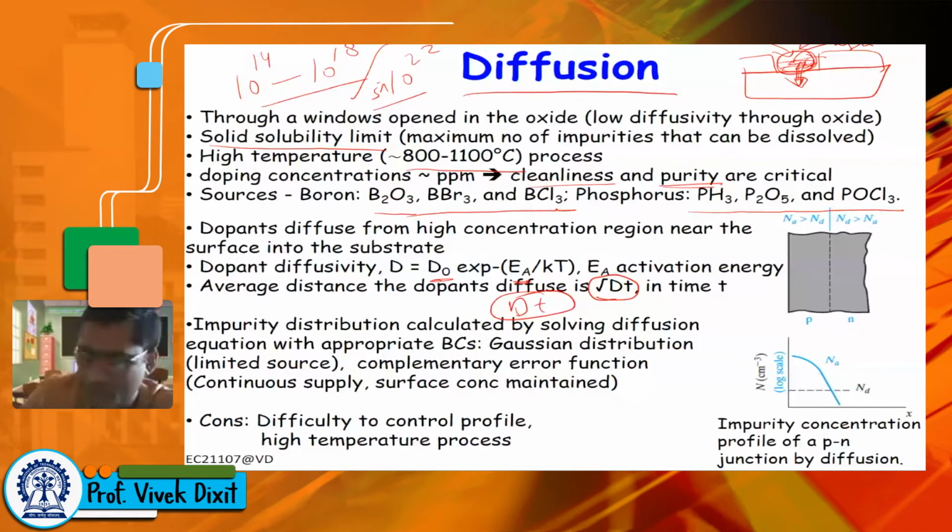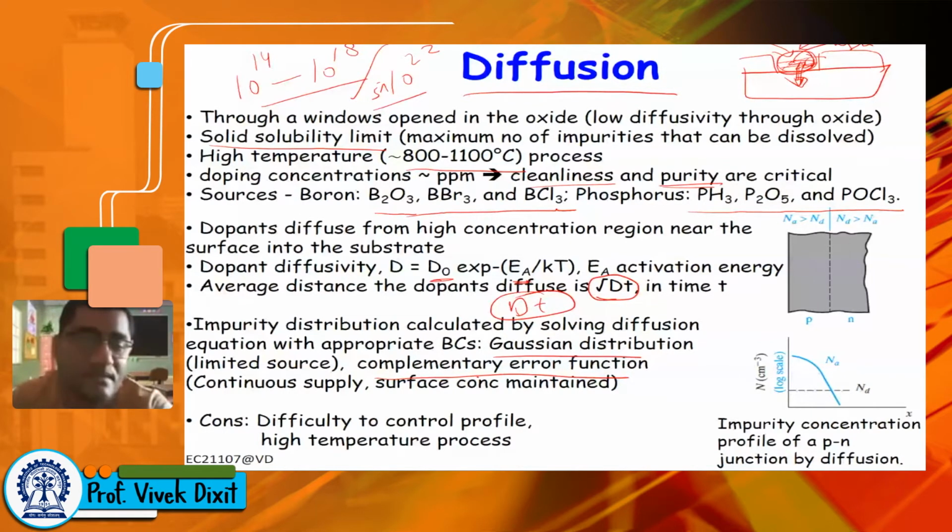We are not going into solving the diffusion equation, but it's fairly straightforward. So either you can get a Gaussian distribution or you can get a complementary error function distribution. A Gaussian distribution is obtained when the amount of impurity is fixed, right? That means you have only n number of atoms to be diffused. So that is called limited source. And if you have continuous supply, then you get this complementary error function distribution.